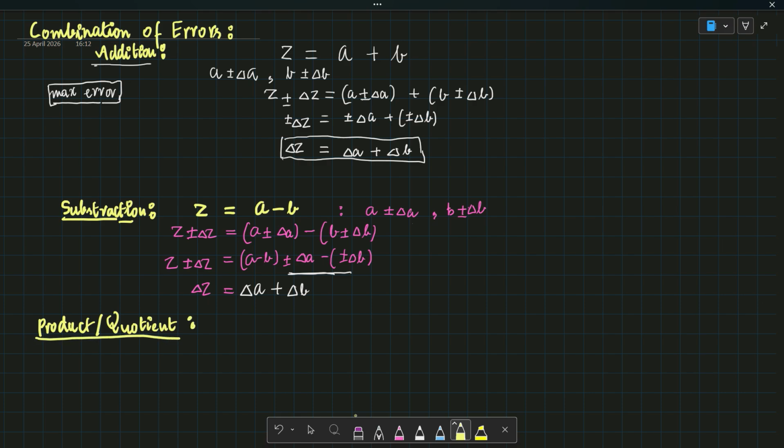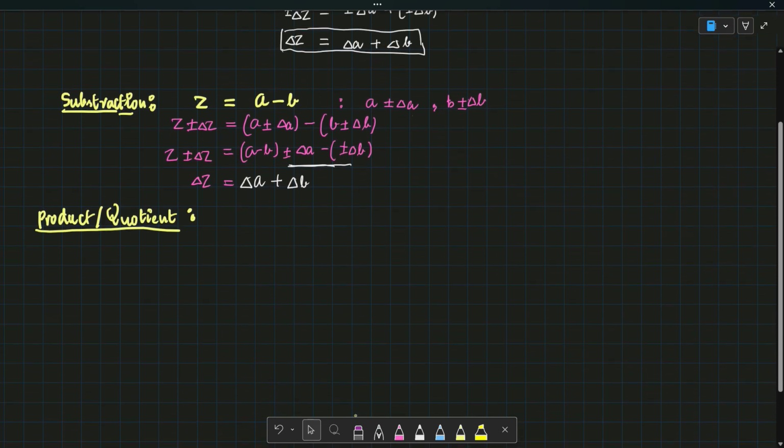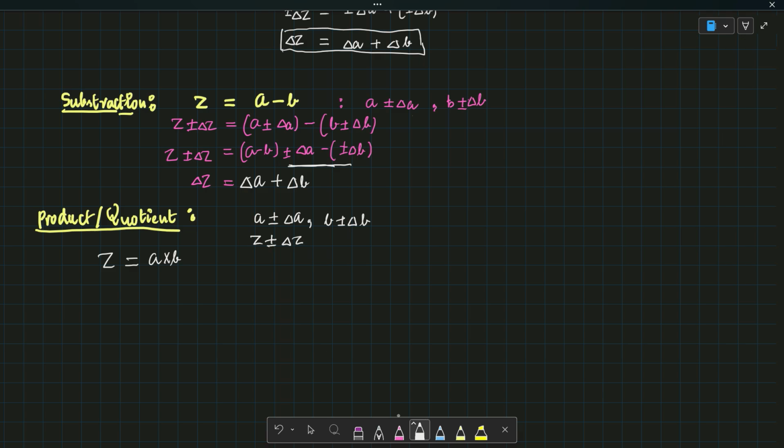So first we will see what is the error in case of product. Let's say that our quantity Z is defined like this: Z = A into B, and we know that the physical quantity is reported like this: A plus minus delta A, and B is reported like this: B plus minus delta B. And the error that will happen in Z will be reported like this: Z plus minus delta Z.